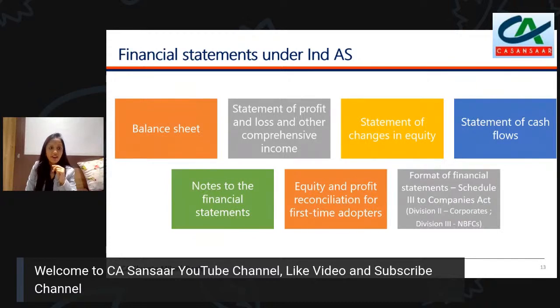The balance sheet is nothing but, under IFRS, what is called the Statement of Financial Position (SOFP). Then you have a statement of profit and loss and other comprehensive income. The balance sheet is similar, and the statement of P&L is also similar. What is new is this other comprehensive income. So let's understand this in detail.